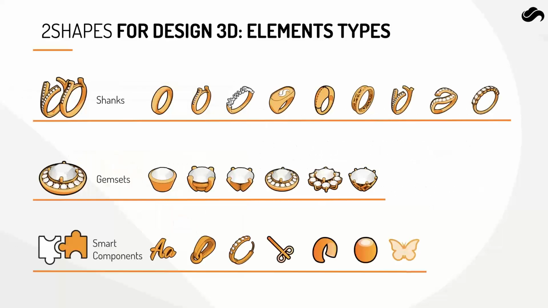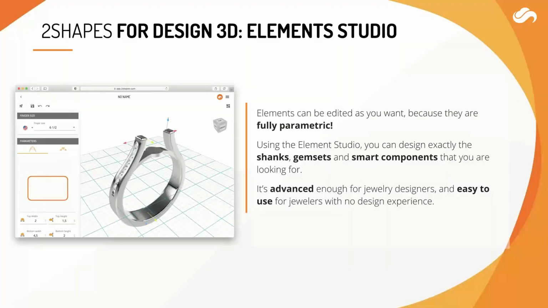Here are some element types. We are adding more and more. Later we will see these commands in 2Shapes for Rhino, so I will go straight. And the idea is you have all these parameters that you can modify, everything, as you have it in 2Shapes for Rhino. It's exactly the same.